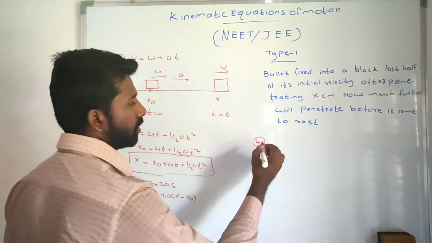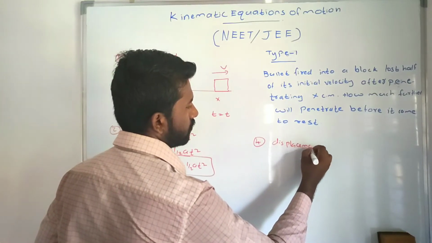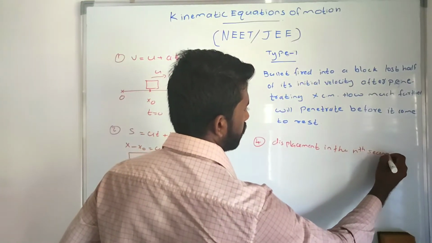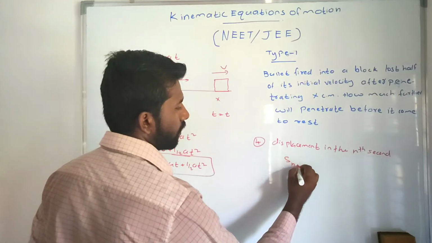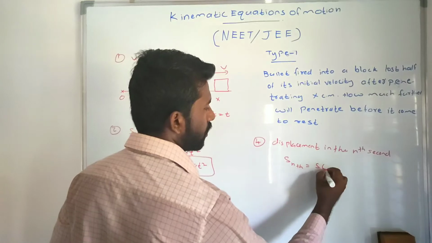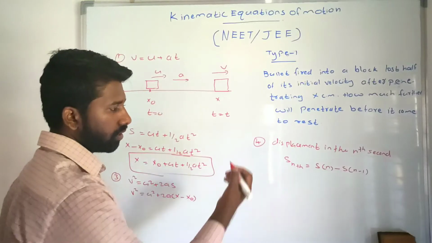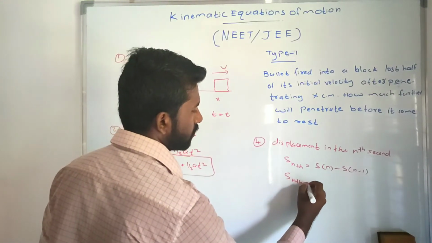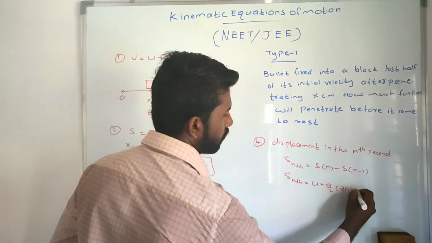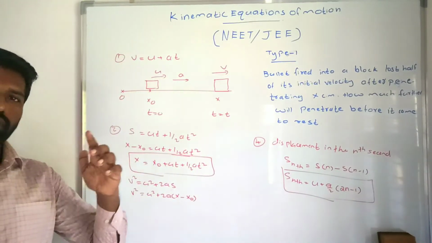Then we will see the fourth one, which is the displacement in the nth second. What is s_nth? It is the displacement after n seconds minus the displacement after n - 1 seconds. From this, you can get the formula: displacement in the nth second is equal to u + (a/2)(2n - 1). This is the formula you have to remember.